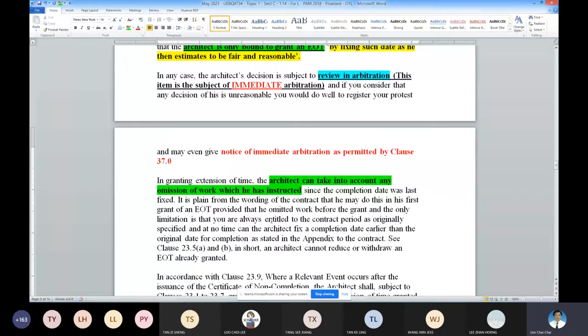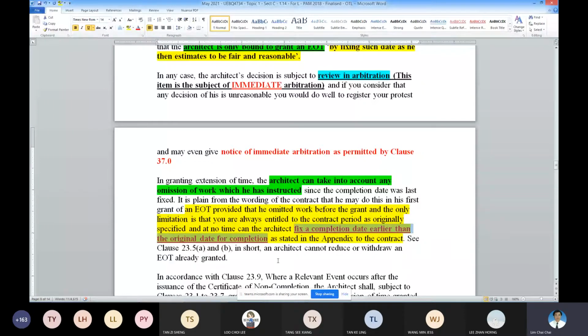See, this is what it tried to say. Whatever omission that you want to do, finally, you cannot fix a completion date earlier than the original completion. This is what I'm trying to say. If there is omission and addition, you can contra. Ultimately, it must be equal or longer than the original date of completion.